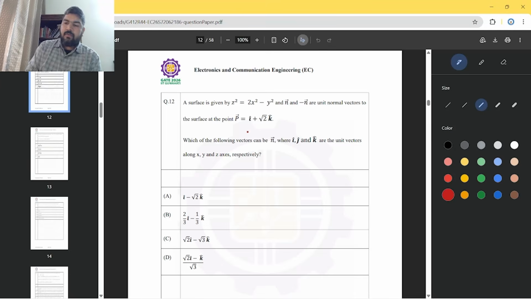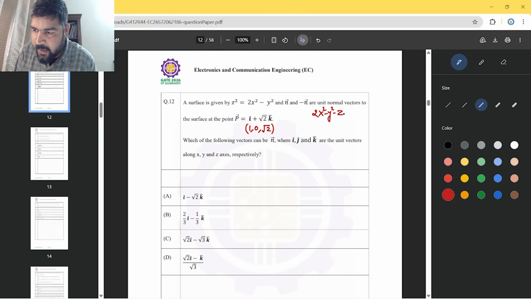Okay, so first let's say that this point P represents the position with respect to origin. So the location of this point P with respect to origin is 1, 0, root 2. At this point we need to find the normal unit vector. So what we can do is take the gradient of this surface function and divide it by its magnitude. Take this z square on this side, so it will become 2x square minus y square minus z square equal to 0. This is the equation for the surface, and let's say that this is some scalar function f.